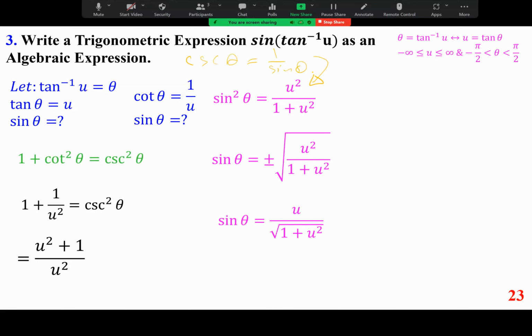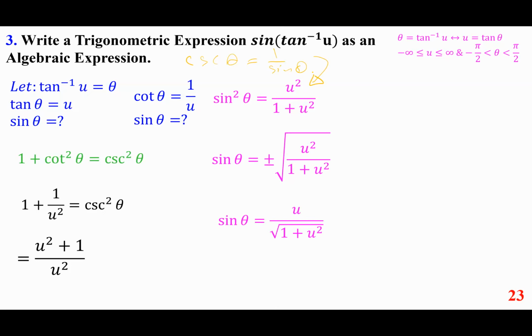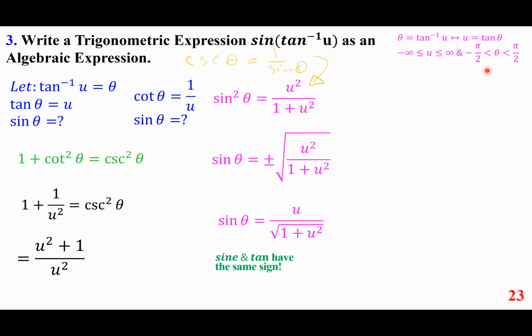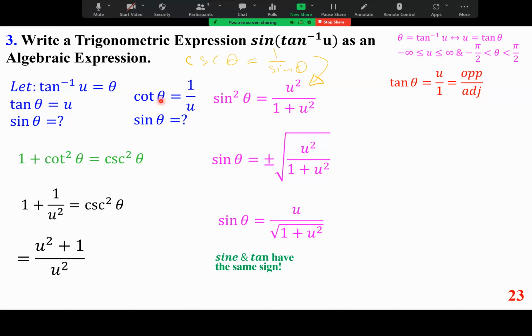We use the positive version because sine and tangent have the same sign. Why is that? Because both are in the fourth or first quadrant. In the first quadrant, both are positive. In the fourth quadrant, both are negative. Let's look at a different approach. When we go back here, tan theta is u.